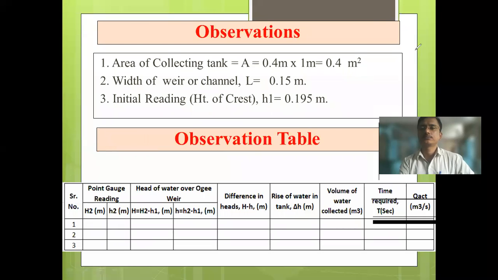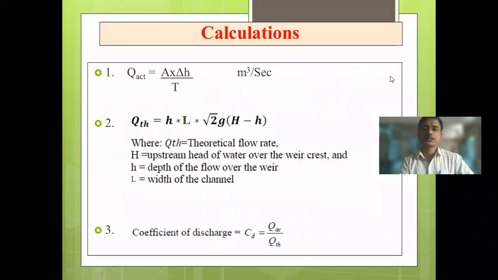झालं सगळ्यांचं? Next part is about the calculations. Write down Q actual equals capital A into delta H divided by T, meter cube per second, and this is the formula to find the theoretical discharge. H into L into under root of 2g into, this is the bracket to complete. हा पूर्ण याला ब्रॅकेट आहे.